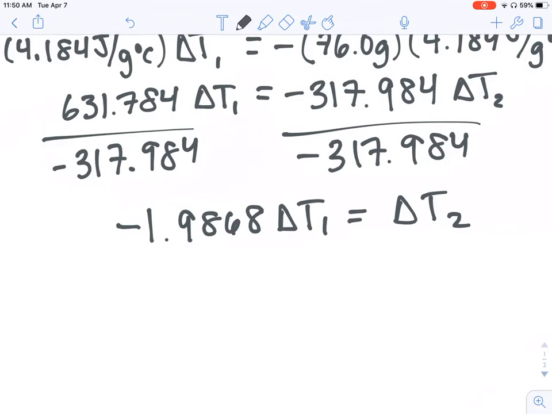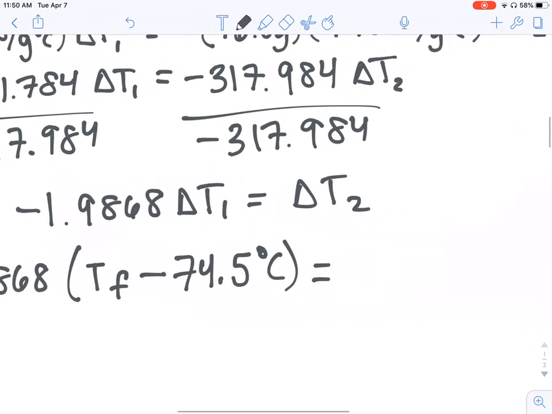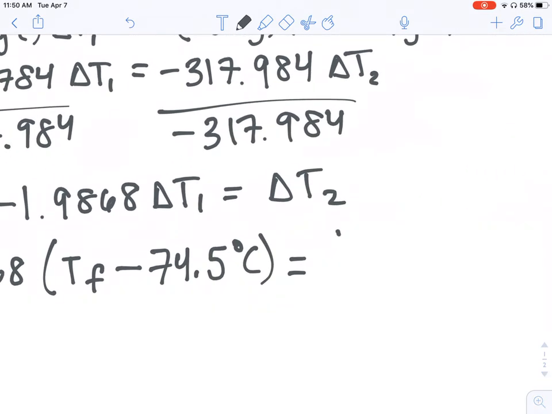All right. The change in temperature of water 1 does not equal the change in temperature of water 2. The final temperature is the part that's the same. So now I'll plug back into, for each delta T, the TF minus TI. On the left, I have negative 1.9868 times TF minus 74.5 degrees C. And then on the right side, I will have TF minus 21.5 degrees C.